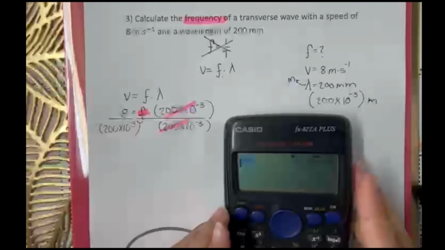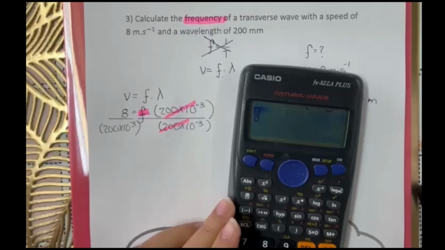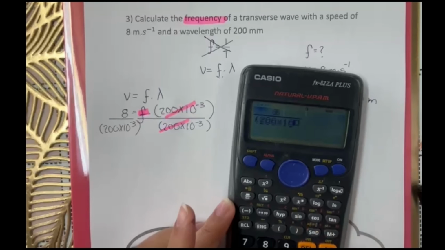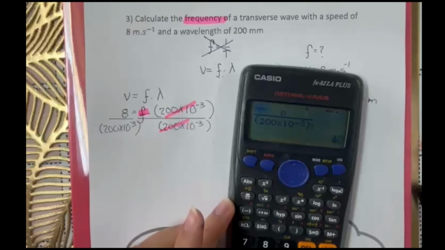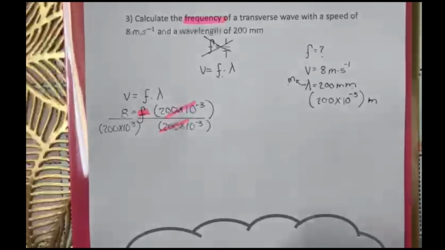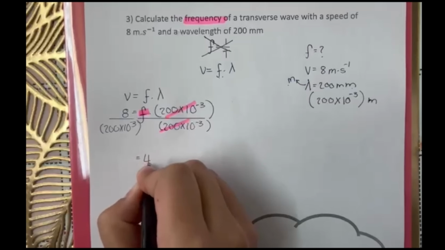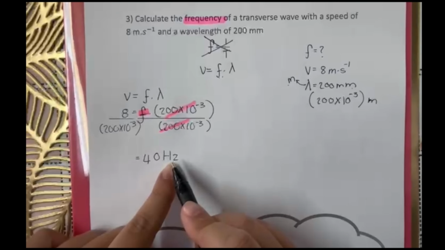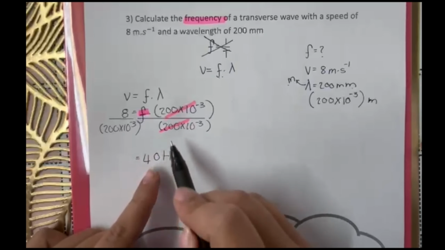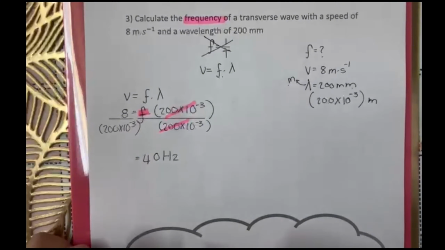You grab your calculator. Let's quickly do our calculations. You have 8 divided by 200 times 10 to the power of negative 3. Remember to close your bracket again, and then you get an answer of 40 hertz. Remember your units. If you forget your units, you're going to lose the entire mark for your answer.